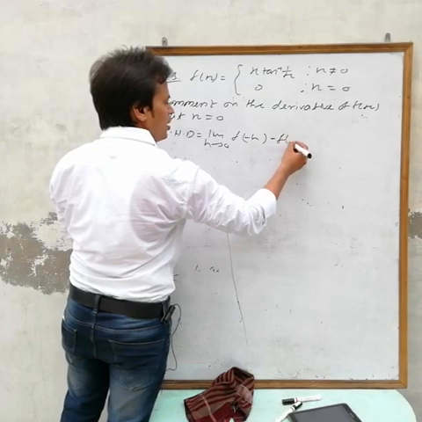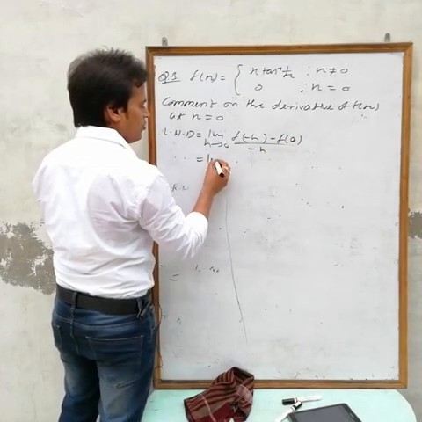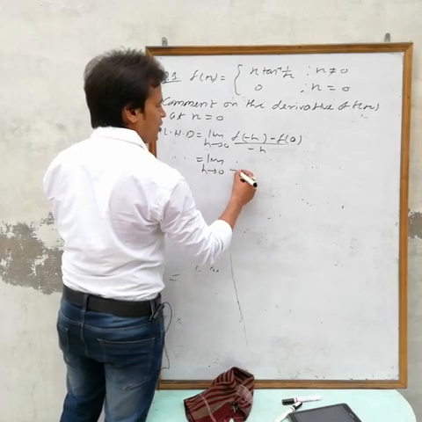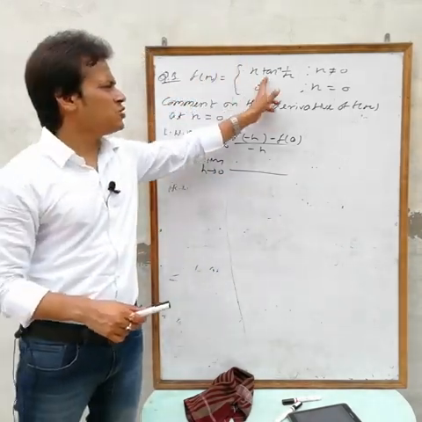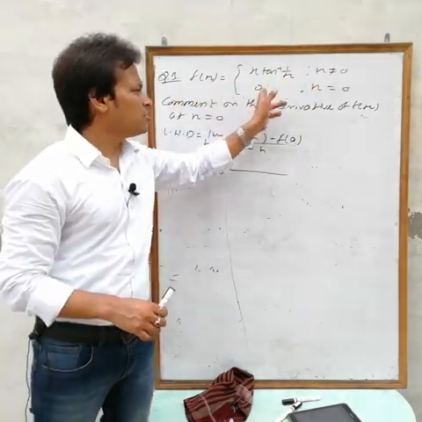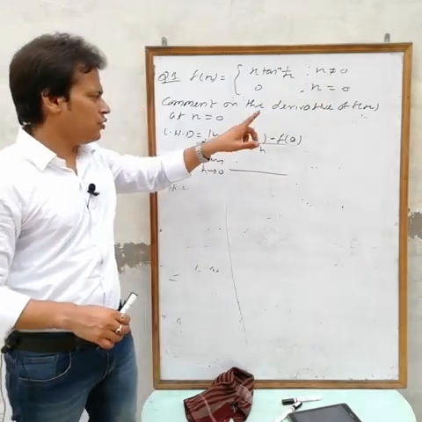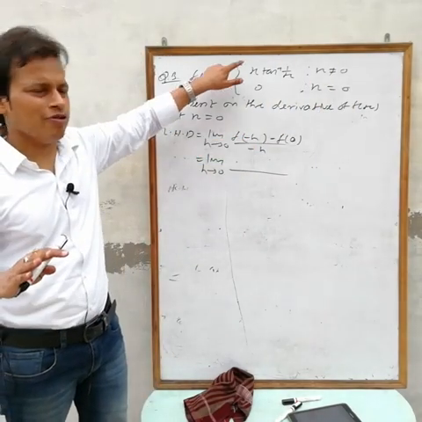minus f(a) is 0 by minus h. Okay, put the value, limit h tending to 0, f(minus h). Now actually f(x) equals to this one when x is not equals to 0 and f(x) equals to this one when x is equals to 0. Now minus h is not equals to 0, then take the value from this one.